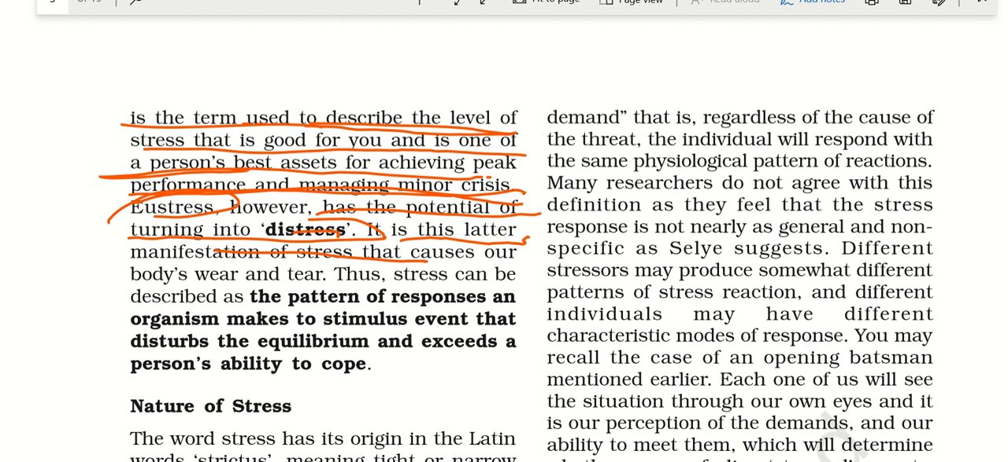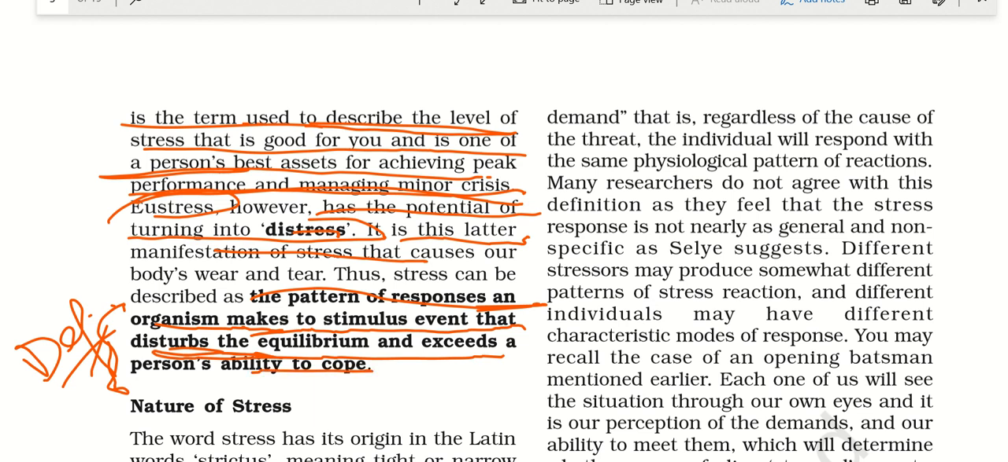Thus, stress can be described as, now mark down the definition of stress which you can write further: the pattern of responses an organism makes to a stimulus event that disturbs the equilibrium and exceeds a person's ability to cope. So what is stress? The pattern of responses an organism makes to a stimulus event that disturbs the equilibrium and exceeds a person's ability to cope.